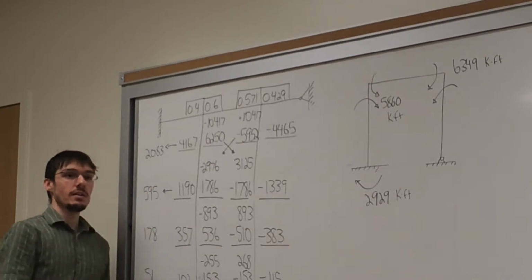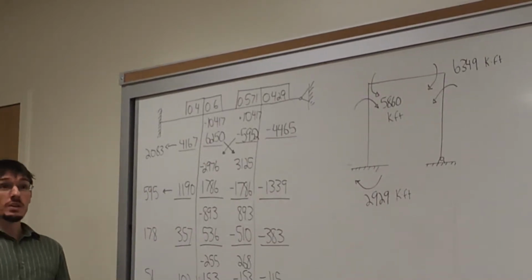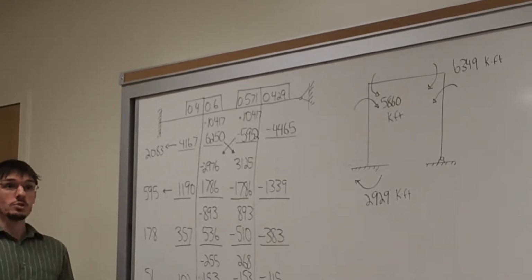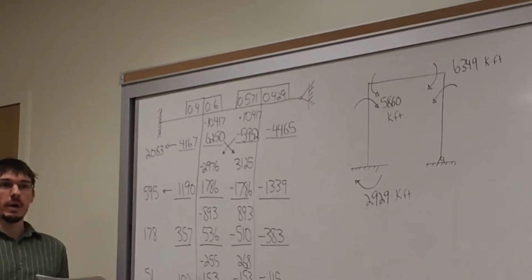So you lock those from rotating, and then you get that, and then you unlock them and you do this. Right, and that was assuming that the ends of the beams and the beam to column joint is completely fixed. There is no rotation allowed there whatsoever.